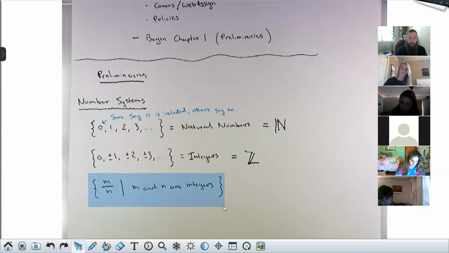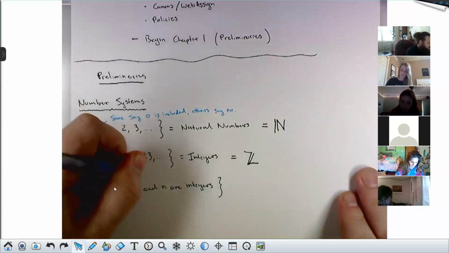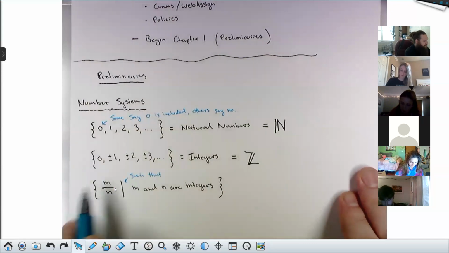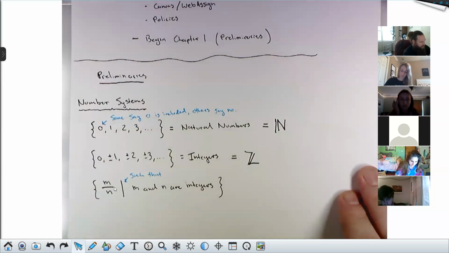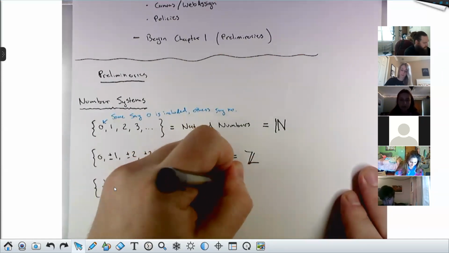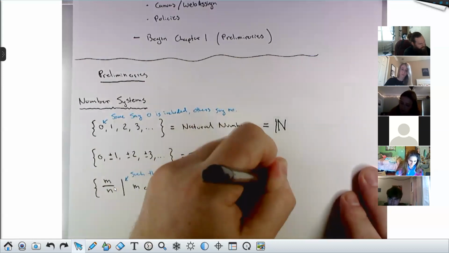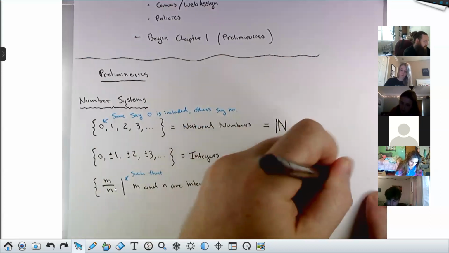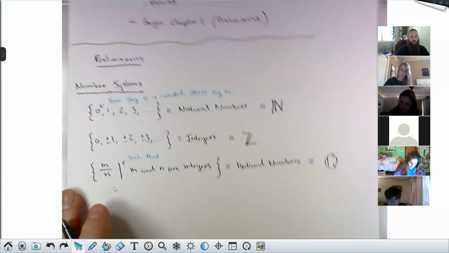Rational numbers. Yeah, very good. This is called the rational numbers. And again, the vertical bar here stands for the words "such that." So this is the set of all m over n such that m and n are integers. And yeah, exactly. This is called the rational numbers. The symbol we use to refer to this set is a blackboard bold Q, Q for quotient, like a fraction, a quotient.